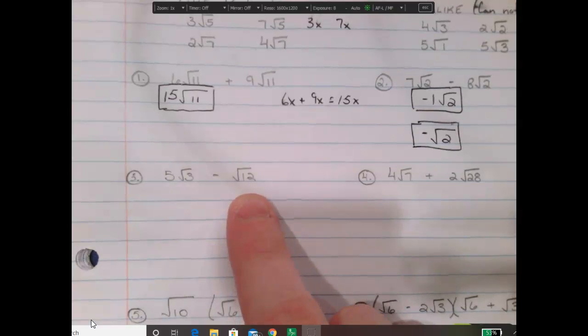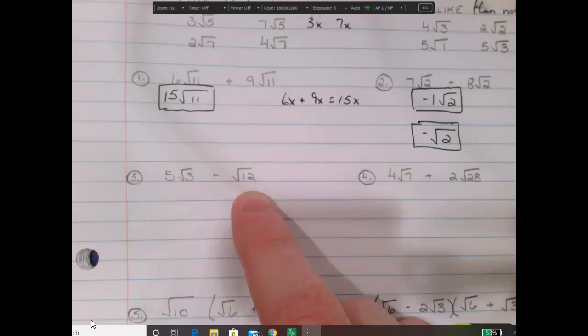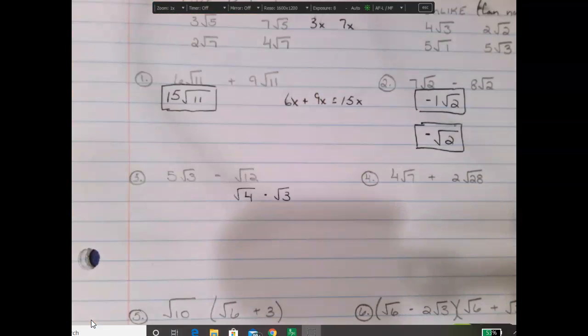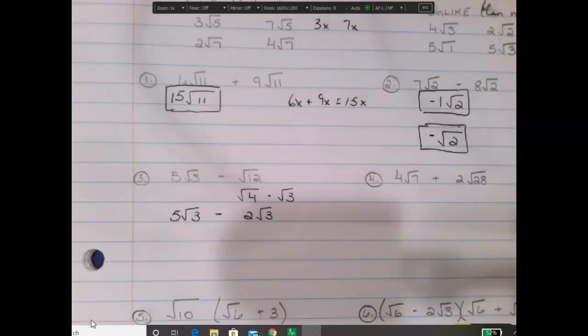12 is not prime. I can break 12 apart. So I need to break radical 12 apart, and I need to simplify this. And again, when we simplify radicals, I'm looking to simplify it into a perfect square. So I know that this can break apart into radical 4 times radical 3, because 4 times 3 is equal to 12. And I also know that radical 4 is a perfect square. I'm going to simplify this radical 4. When I simplify that, that gives me 2 because the square root of 4 is 2. So I have 2 radical 3. And then I'm going to write the rest of my problem here. So I have 5 radical 3 minus 2 radical 3.